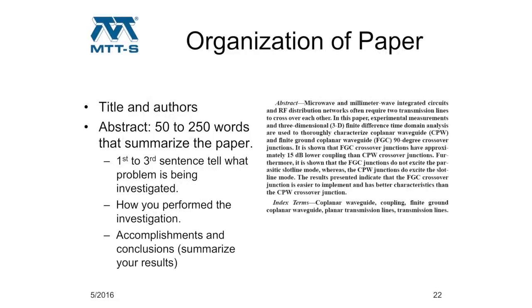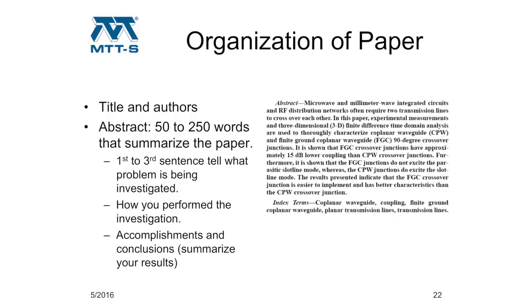The abstract. It should be 50 to 250 words. Some IEEE journals have a standard format you must follow. IEEE tried to enforce that in every society. I pushed back, I said, no, our authors know how to do this, we're not going to follow an exact format. But your first or your third sentence should tell what problem is being investigated.